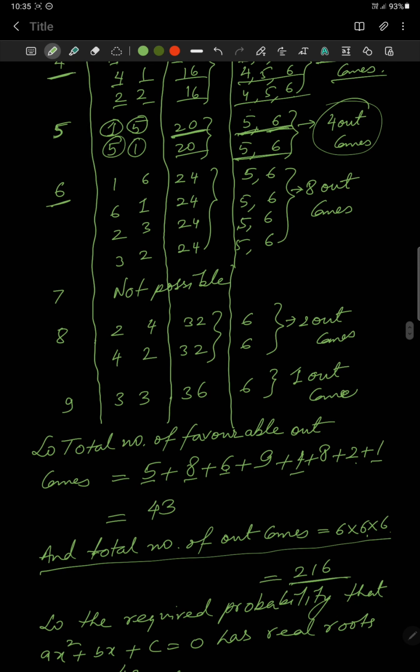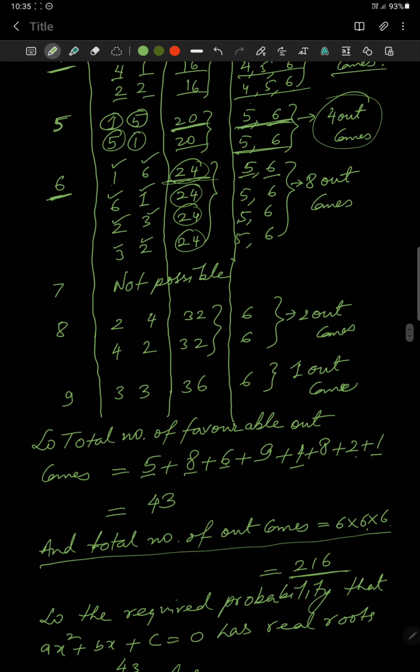Same thing happens with 6, means AC is equal to 6. Then the possible values of A and C could be 1, 6, A could be 6 or 1, or 2, 3, or 3, 2. Alright. So 4AC could be 24, 24, 24, 24 in this case. So for this particular case, the value of B could be 5 or 6. I think you can understand. 5 square, that is 25, is greater than 24. 6 square, 36, is greater than 24, and there will be 4 such cases. So total favorable outcome in this case is 8.